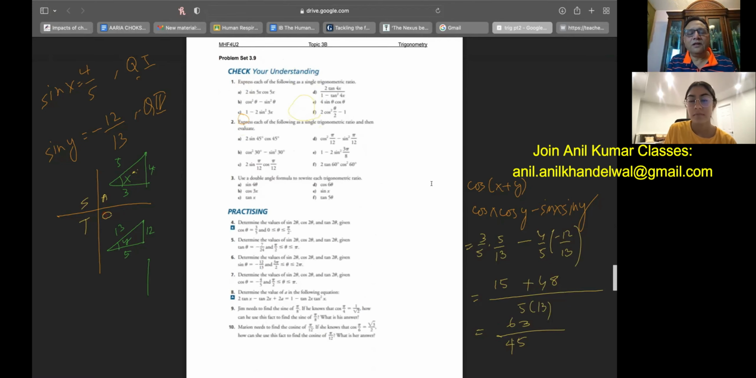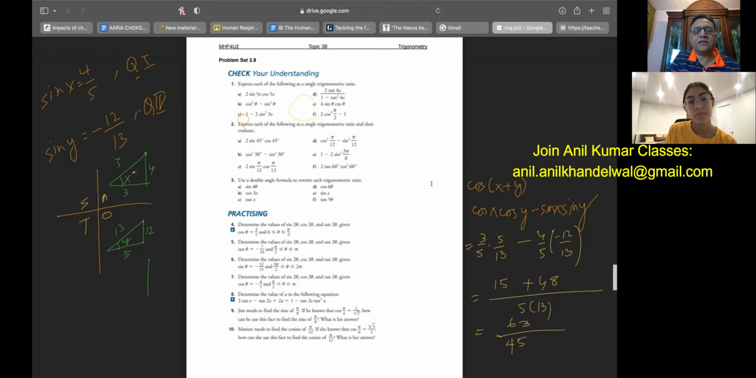Don't worry. So now practice question number 4 is determine the value of sine 2 theta, cos 2 theta, tan 2 theta when cos theta is given to us. We know the formula, right? Sine 2 theta is 2 times sine theta cos theta. Plug in the values, get the answer. So we can do this exercise, 3.9. Do you understand now?